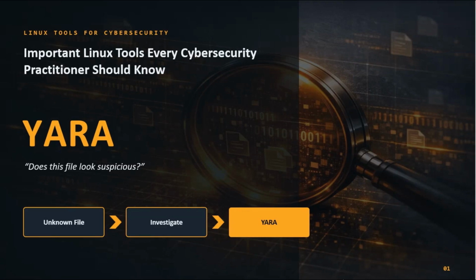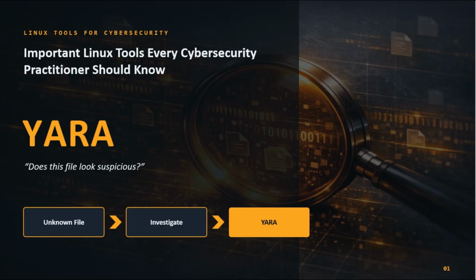In our previous episodes, we explored AIDE, Auditd, Tcpdump, and Zeek. Each tool helped us answer an important security question. AIDE answered what changed, Audit answered who changed it, Dump showed us what traffic exists, and Zeek helped us understand what happened on the network.